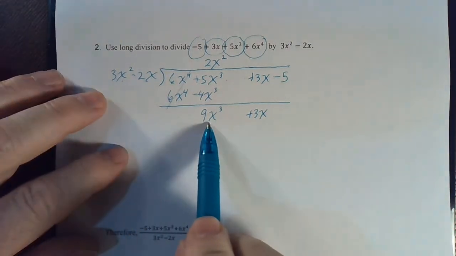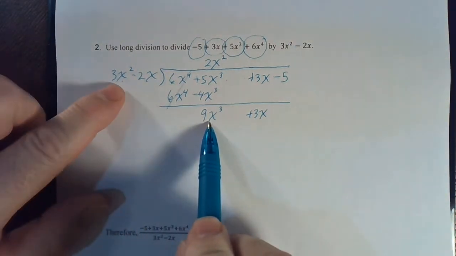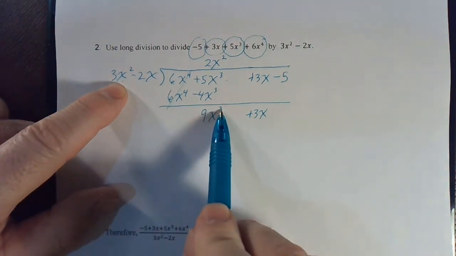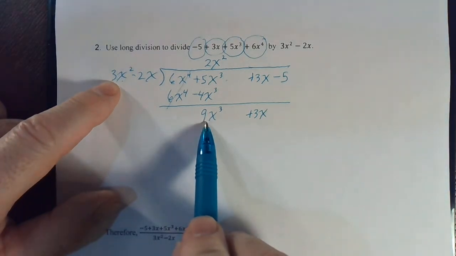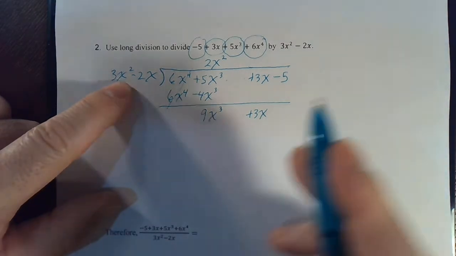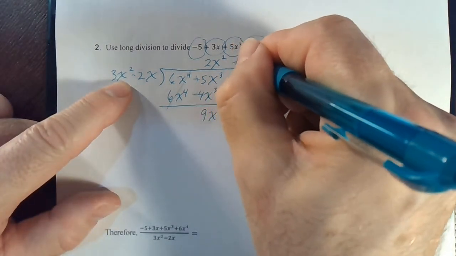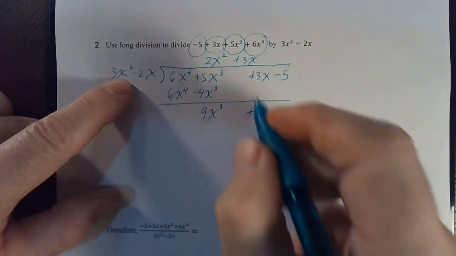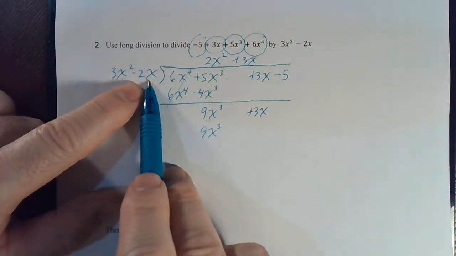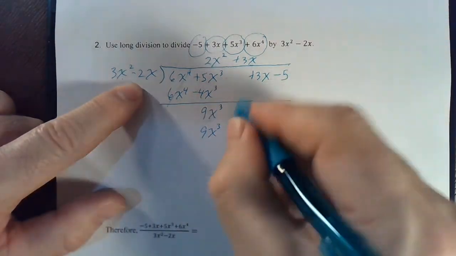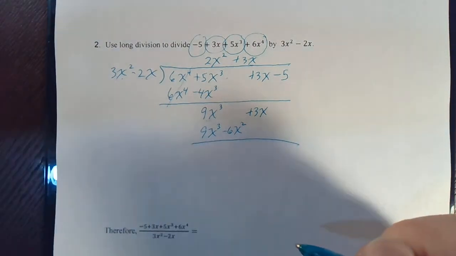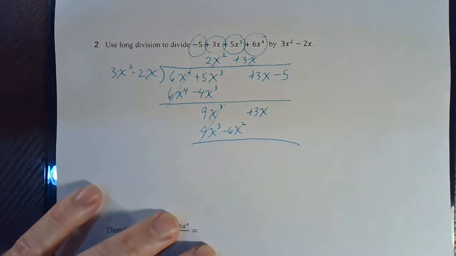But here's the one that we want to cancel out. So what do I have to multiply the 3x squared by to get 9x to the third? Well, the 3 times a 3 and an x times an x would take care of it. So plus 3x. So I get 9x cubed, and then what's 3x times negative 2x? Negative 6x squared. Okay, so that was our goal, canceling that out.